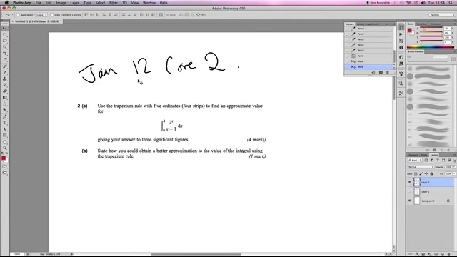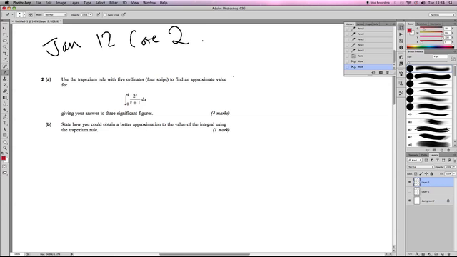Question 2 of January 2012, Core 2. It's a trapezium rule question, and this is where the calculator really helps. So the first thing I'm going to do, because it's a trapezium rule question, is find the width.